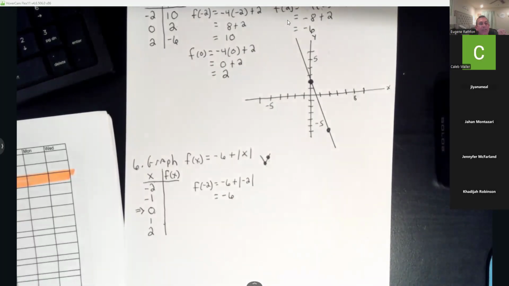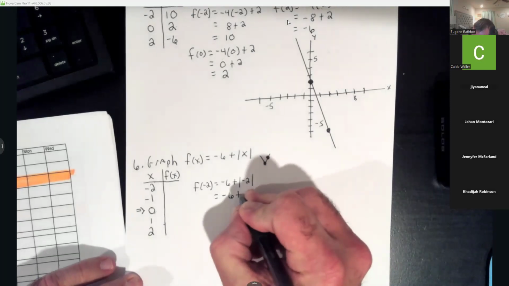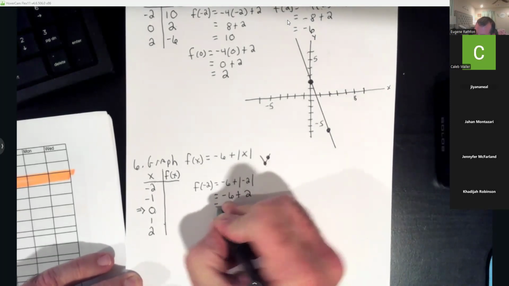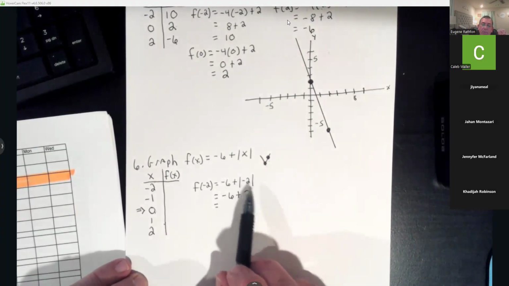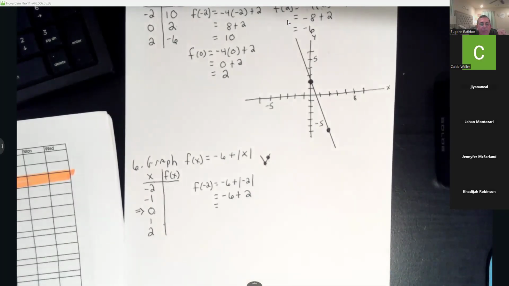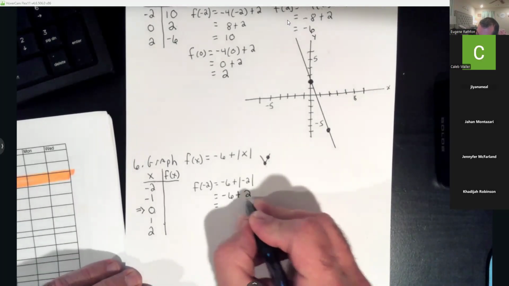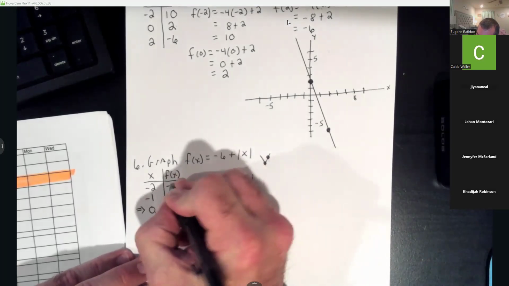What is the absolute value of a -2? All right, one of y'all chat that or come unmuted. All right, Caleb, you got that. That's a 2. So that's going to be -6 plus 2. So y'all, whatever's inside them bars, when you take that absolute value, it's going to be positive every time, okay? All right, -6 and 2, -4.